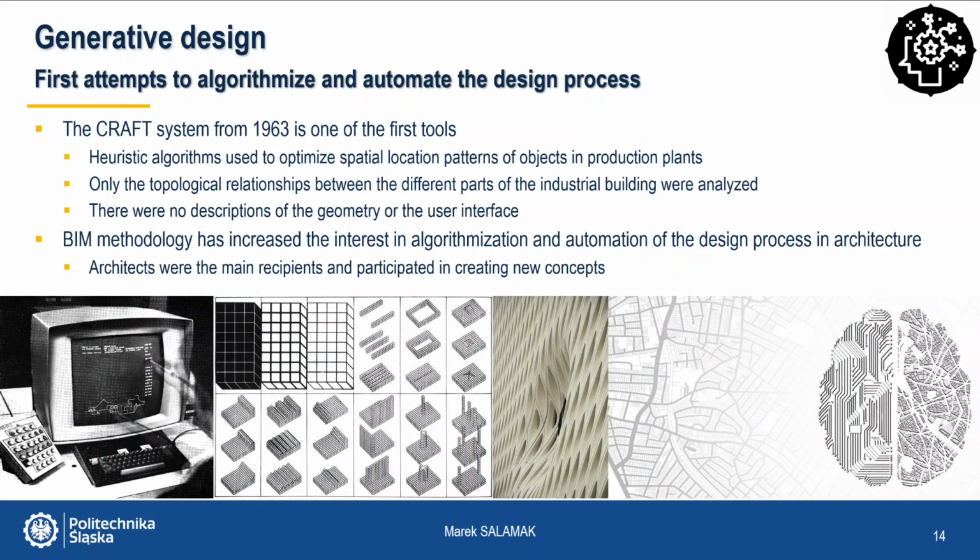With the advent of CAD techniques in design, there were also the first attempts to algorithmize and automate the design process. One of them was the CRAFT system developed in 1963. It used heuristic algorithms to optimize spatial locations or patterns of objects in production plans. At the same time, it was limited to designing topological relationships between different parts of an industrial building without dealing with geometric descriptions of or offering a user interface for it.